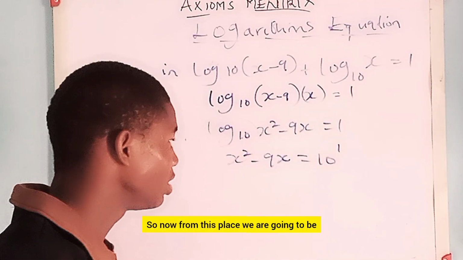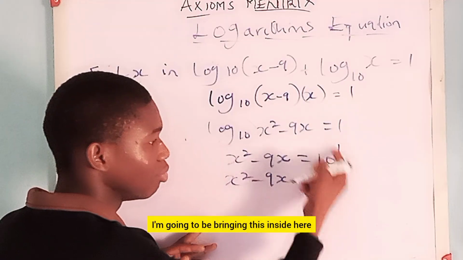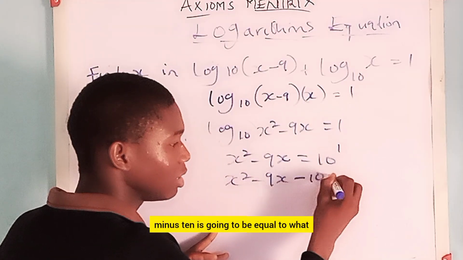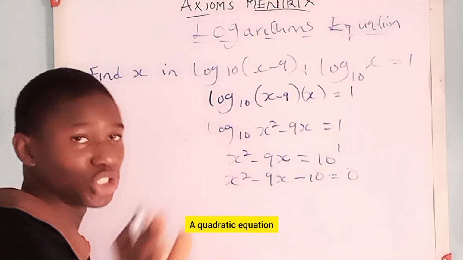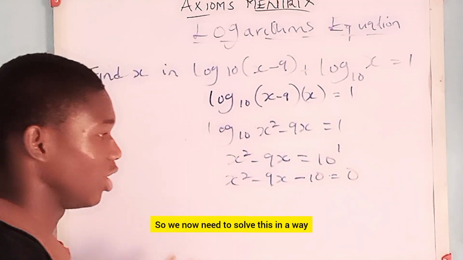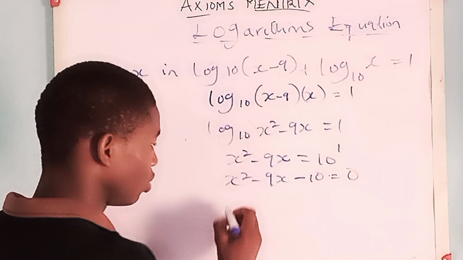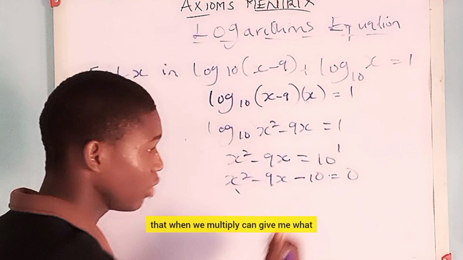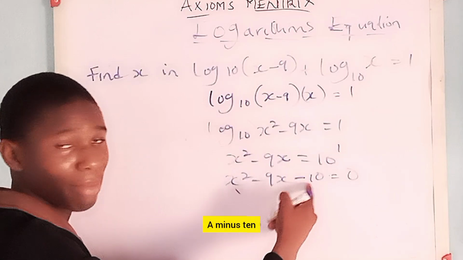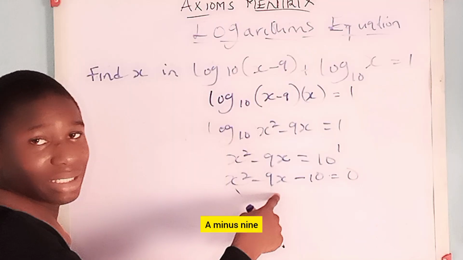Right? So now from this place, we are going to be having our x squared minus 9x. I'm going to be bringing this inside here. Minus 10 is going to be equal to 0. So this is now a quadratic equation. So we now need to solve this in a quadratic way, right? So from this place, what are we going to do? Now, we are looking for two numbers that when we multiply, it can give me minus 10. And when I add or subtract, I can get minus 9. You understand?